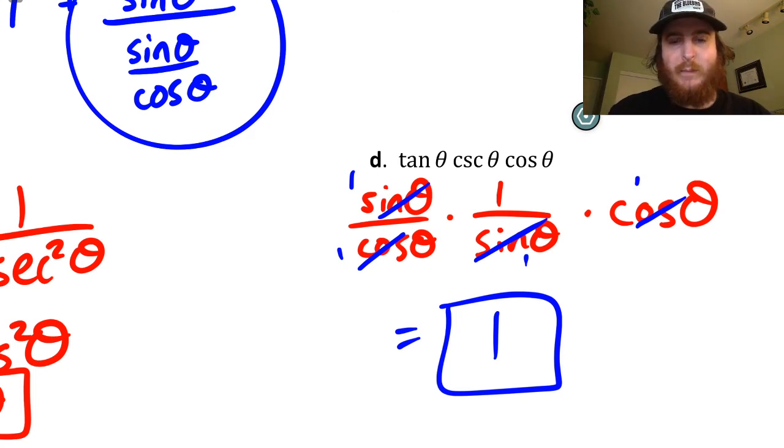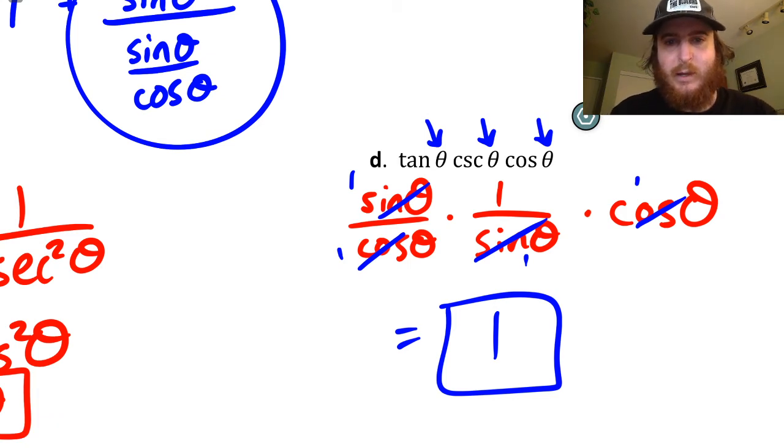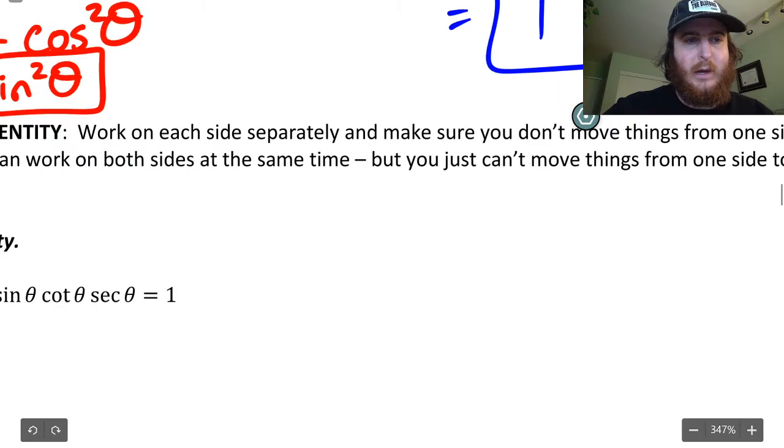And what that means is no matter what number, theta is like a variable, right? You could put an angle in there, 30 degrees, 45 degrees, 70 degrees, or in radians like pi over 2, pi over 6, pi over 4. No matter what we plug in, you're always going to end up with 1. So that's interesting. Okay.